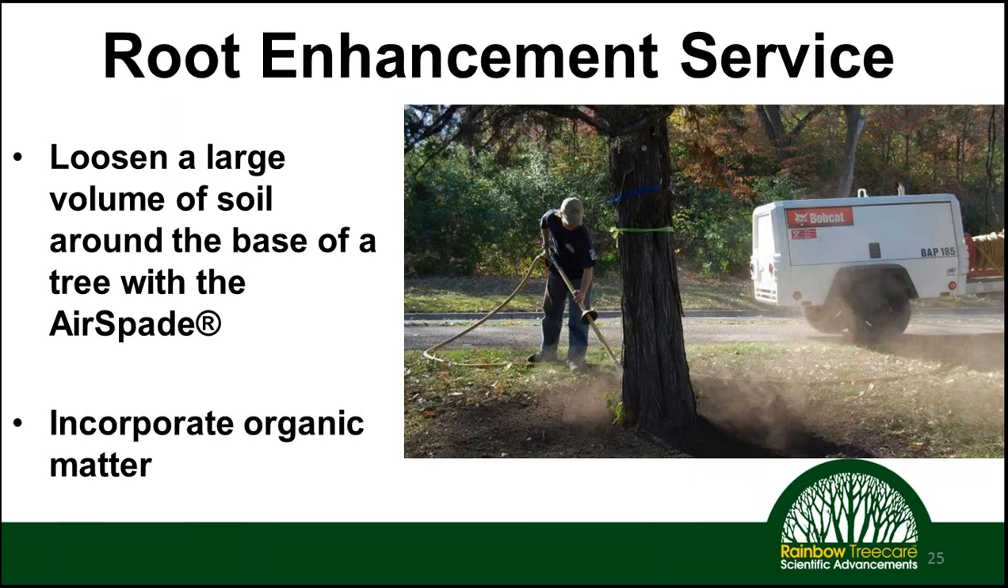What we do at Rainbow for this direct introduction of organic matter, we call it the root enhancement service, where we loosen a large volume of soil around the base of the tree with an air spade. Air spade is really just a tool using forced air that loosens up compacted soil. You can see that compressor, it's the same size compressor that's used to blow out sprinkler lines typically in the fall. But our application of it is a hose is hooked up to it with this air gun, and it forces air in between those pore spaces and fractures it up, loosens that. And it can also be used to stir in or incorporate organic matter. And we're really aiming at trying to get that forest soil condition back.